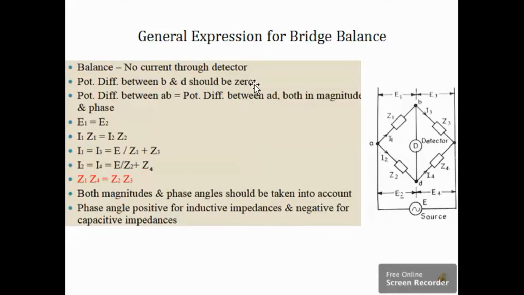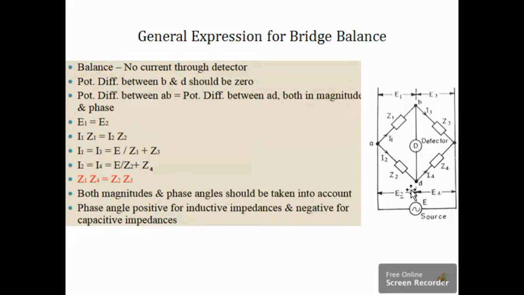Next, general expression for bridge balance. The condition for balance of the bridge requires that there should be no current through the detector. Here you can see the detector. No current flow means the potential difference between the points B and D should be 0.